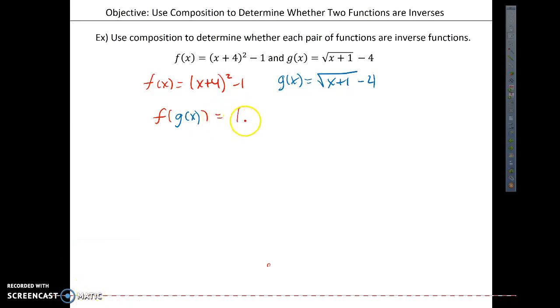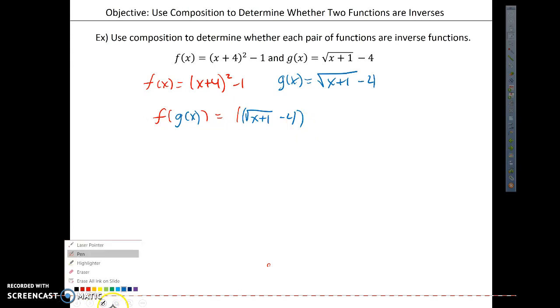So what I have is x, which I'm going to go ahead and replace with g of x. This is what I'm plugging in. Gives me the square root of x plus 1, minus 4. So that is my x value, and I'm actually going to put this in parentheses. Plus 4, and I'm going to square that quantity, minus 1.